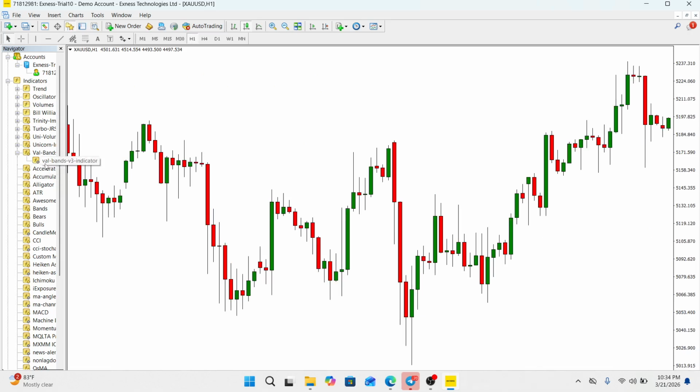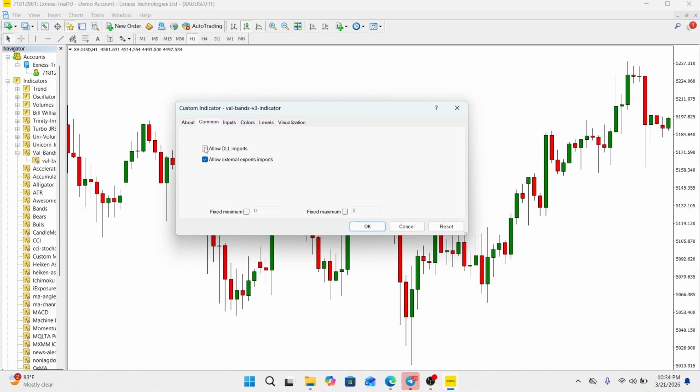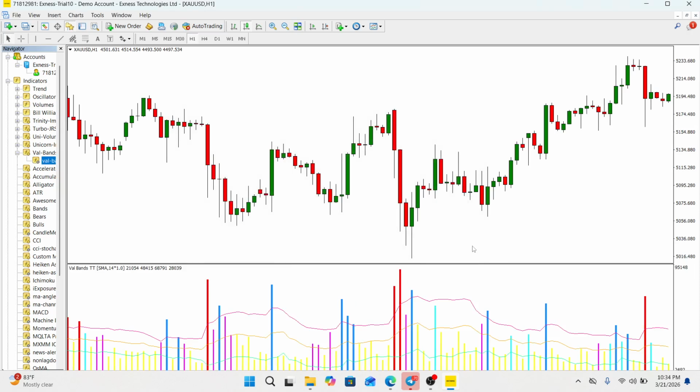At this point, I'm just going to go ahead and load the indicator on the chart, allow DLL inputs so you can see how it looks in real time.